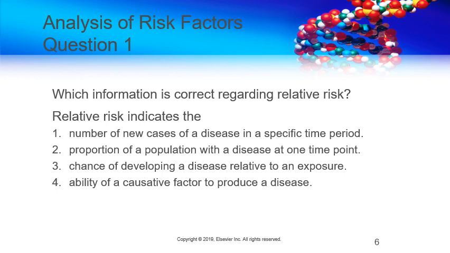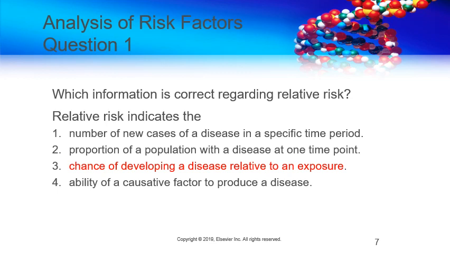So, riddle me this. Which information is correct regarding relative risk? And I'll give you just a second to read that. What does relative risk indicate? Okay. So hopefully you put that the relative risk is the chance of developing a disease relative to an exposure.